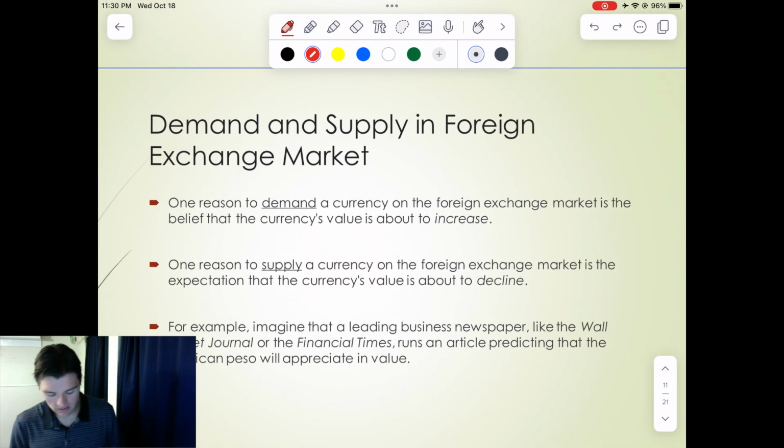For example, imagine that a leading business magazine like the Wall Street Journal runs an article predicting that the Mexican peso will appreciate in value. So basically it hasn't happened, but this article says that this will happen. So nothing's happened yet, but we put out this expectation that the Mexican peso will appreciate. So what's going to happen here is this is going to affect the demand and the supply.